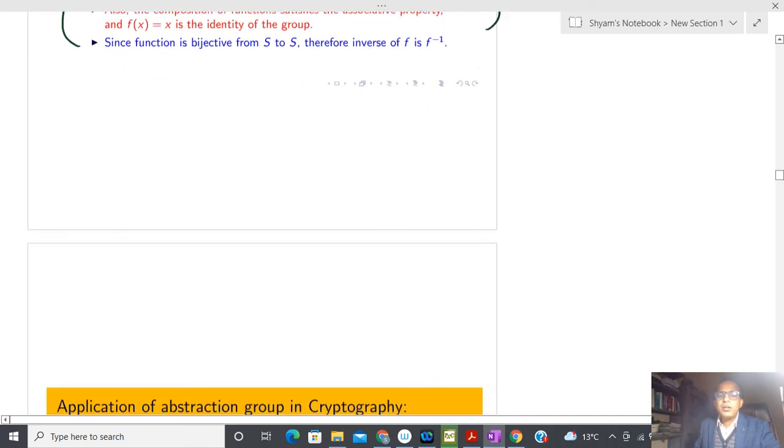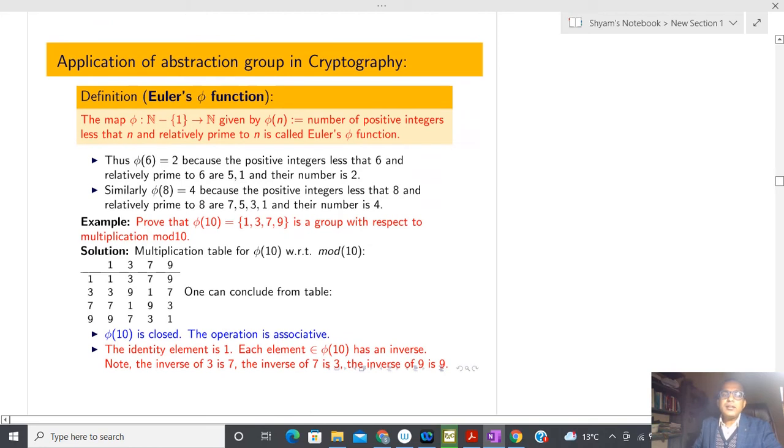Now another very relevant application of groups is in cryptography. I am not going to teach you cryptography, but I am going to give you a hint. One of the cryptography algorithms, called the RSA algorithm, is based on this particular way of construction.